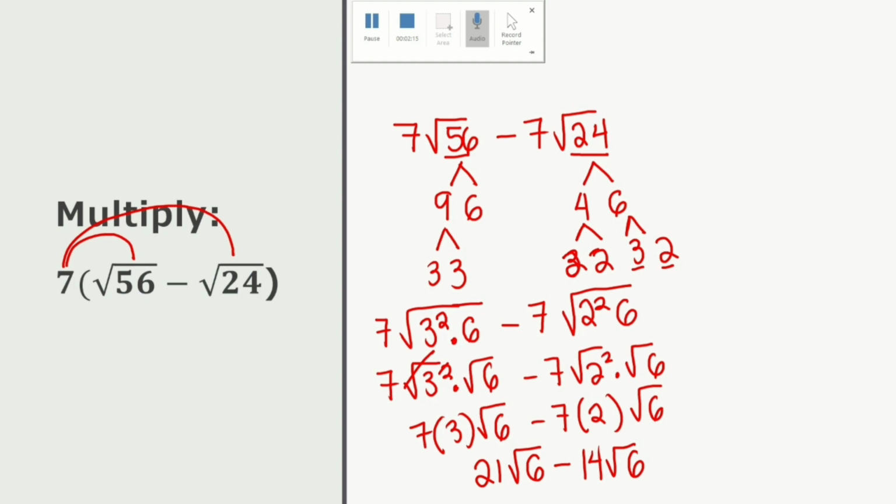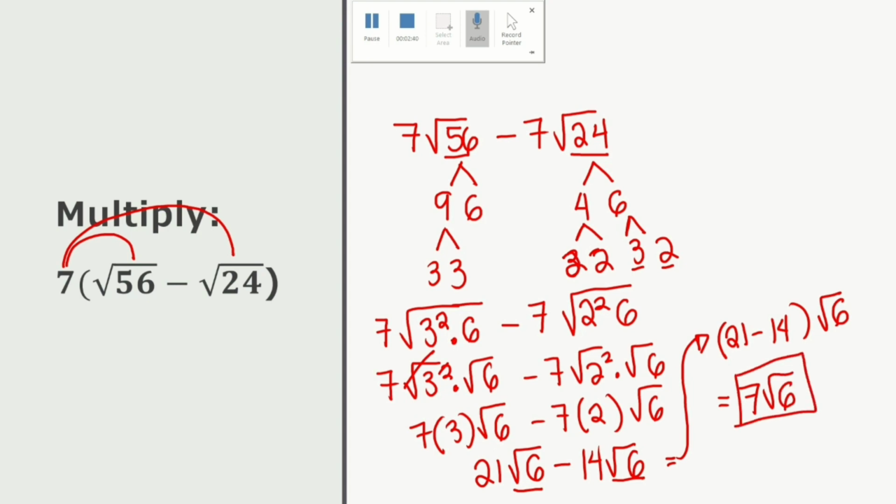Next is we can combine similar radicals since they have similar index and similar radicand. So we can now factor out square root of 6. Our answer here would be 21 minus 14 times square root of 6. So 21 minus 14, the answer is 7 square root of 6. And this is now our answer.